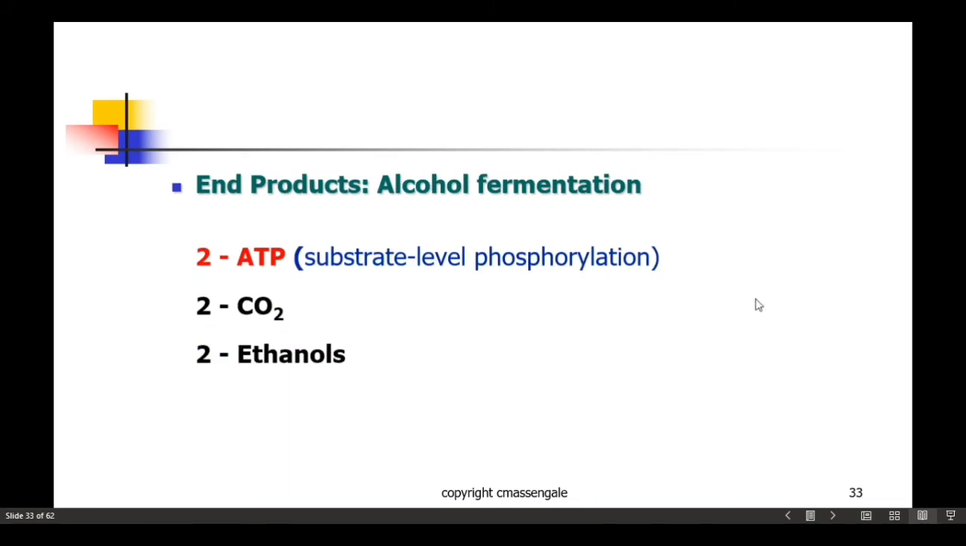Overall, these are the products of alcohol fermentation. There is a net of two ATP molecules produced in glycolysis through substrate level phosphorylation. There's also a release of two molecules of carbon dioxide, and there is a production of two molecules of ethanol. And again, this is from one molecule of glucose.